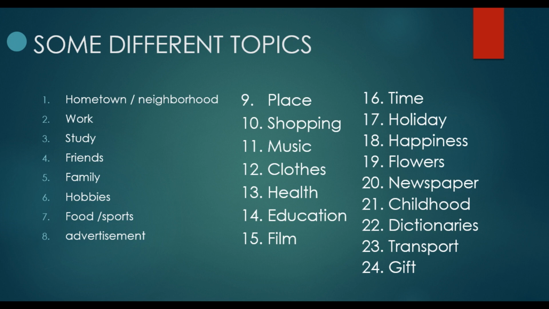Hometown, neighborhood, work, study, friend, family, hobbies, food, sport, advertisement, place, shopping, music, clothes, health, education, film, time, holiday, happiness, flowers, newspaper, childhood, dictionaries, transport, gift. Among these types of topics, there may be some difficult topics like dictionaries. Childhood, newspaper, and happiness are also considered difficult topics. You need to search for vocabulary relating to these types of topics in Google as well as other platforms.